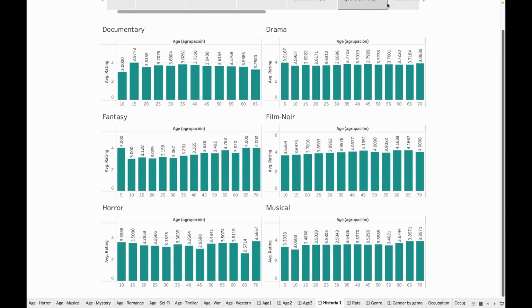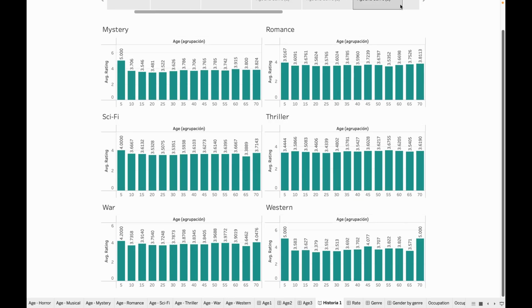And then we have war, which was almost the highest rated genre, and we can see that the people that rated it the best were the people between 50 and 75 years, and the ones that rated it the worst were this slot that was between them, and it's kind of particular.